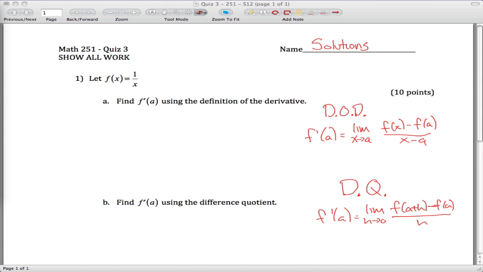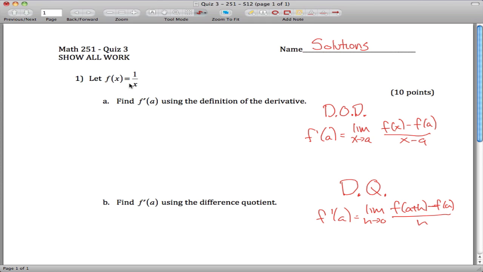Alright, so now that we have those two handy, we can start working on the problem. You find f prime of a, well here's f of x, so what we got is f prime of a is equal to the limit as x approaches a of f of x, which is 1 over x, minus f of a, which is 1 over a, divided by x minus a. And hopefully this looks like a limit that we evaluated. I think we had this on the last quiz, maybe with numbers in here. The way you evaluate this is you try to make all the x's equal to a's, but that doesn't work. It gives you 0 over 0. So you do some algebra.